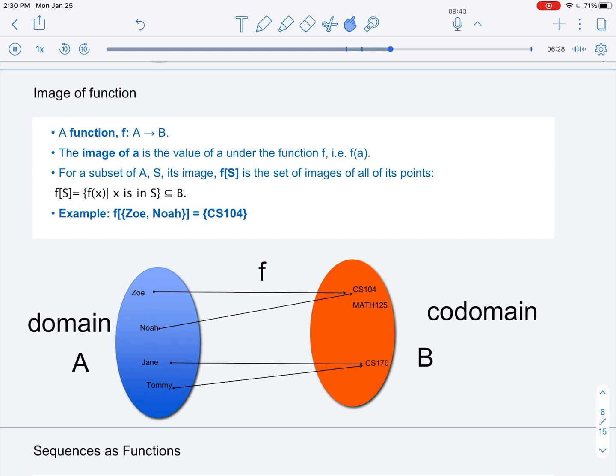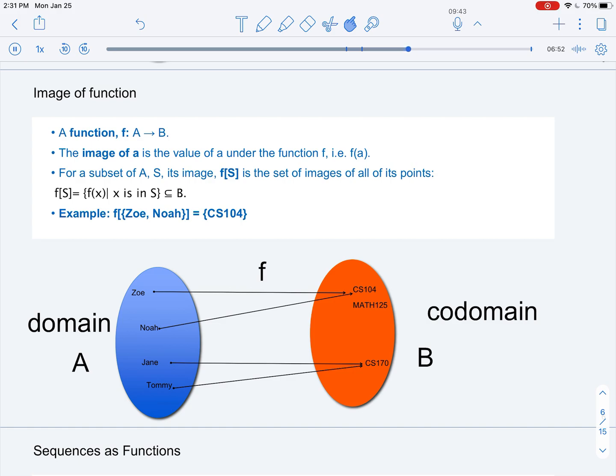So more precisely, the image of a set S that is a subset of the domain A is going to be the set of all points f of x such that x is in the set S, and the image of this set S will be a subset of the codomain B.